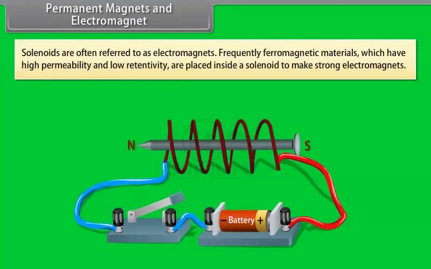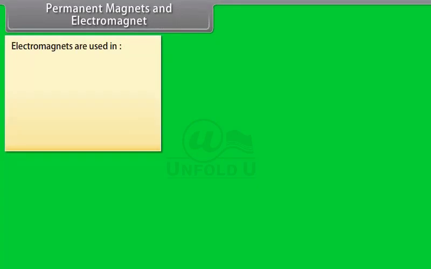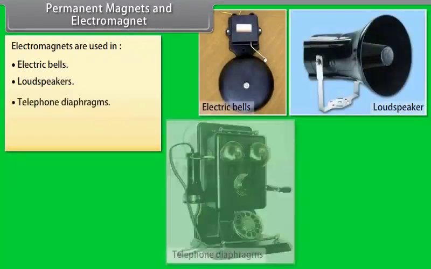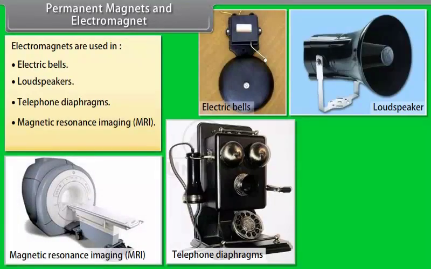Solenoids are often referred to as electromagnets. Frequently, ferromagnetic materials which have high permeability and low retentivity are placed inside a solenoid to make strong electromagnets. Electromagnets are used in electric bells, loudspeakers, telephone diaphragms, magnetic resonance imaging, MRI, and cranes to lift heavy materials.